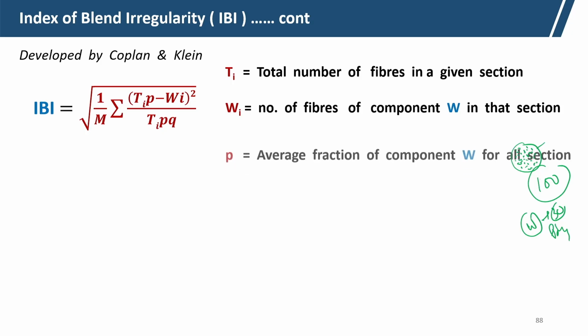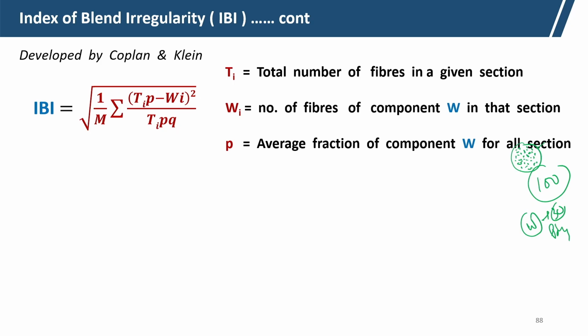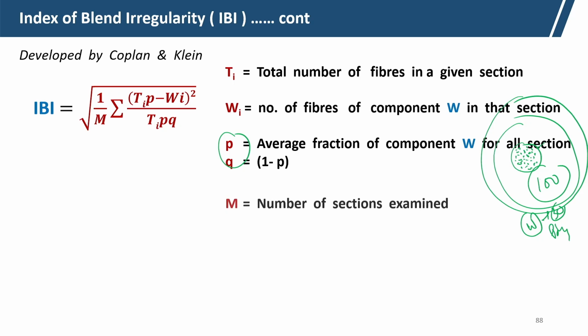And P is the average fraction of component W for all sections. Now, this is one section, and the yarn has different sections. P is the average fraction of all sections. So, Wi is for that particular section and P is the average of that W component in all the sections. And Q is the other fiber, 1 minus P. M is the number of sections examined.